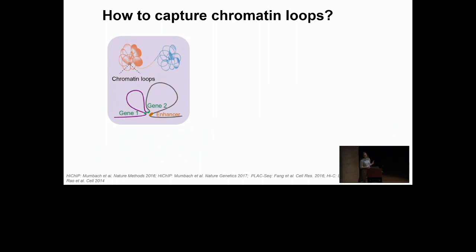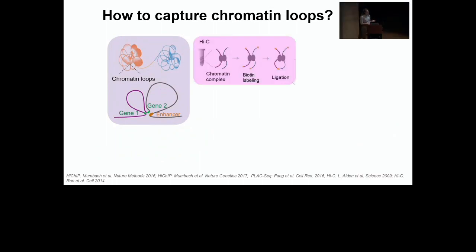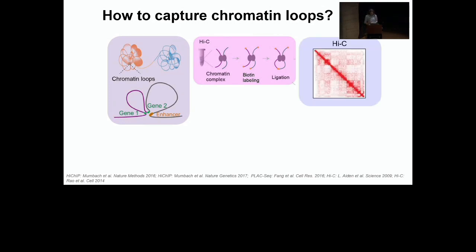But how can we capture these chromatin loops? One of the most widely used assays is Hi-C, which mainly relies on DNA cross-linking and then ligation of the interacting regions from the genome and then sequencing. With this, we can extract all possible interactions in the genome, and we end up with a contact matrix like this one, where each pixel represents an interaction between region 1 and region 2.